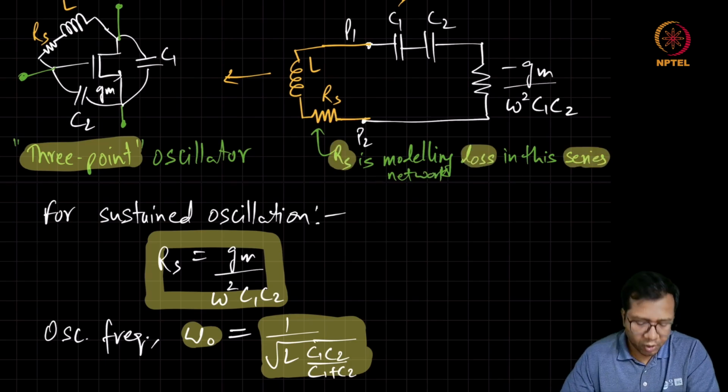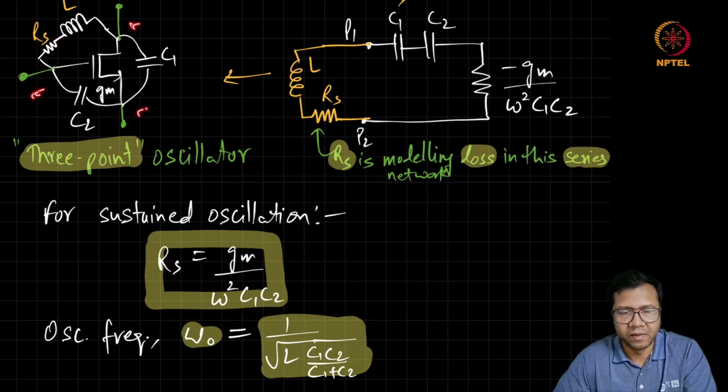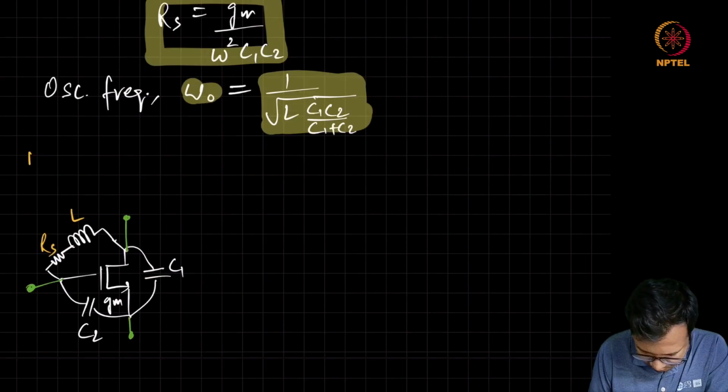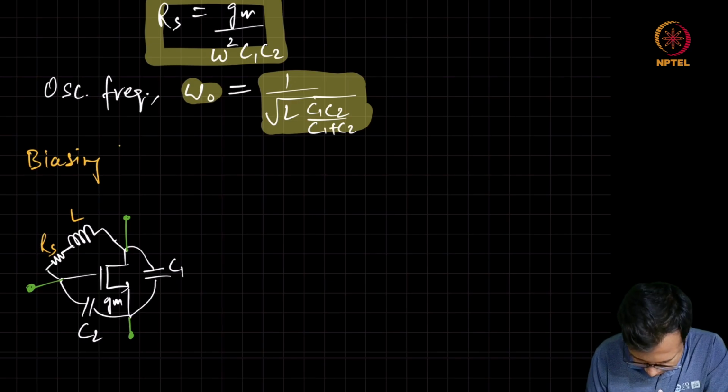So now we are going to look at various ways we can apply the biasing to this transistor such that this MOSFET is maintained in saturation. Biasing.